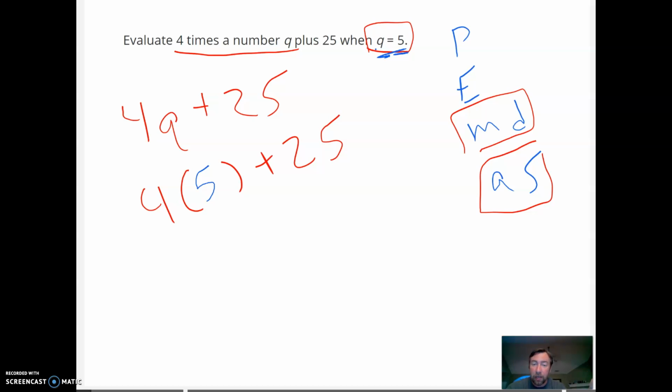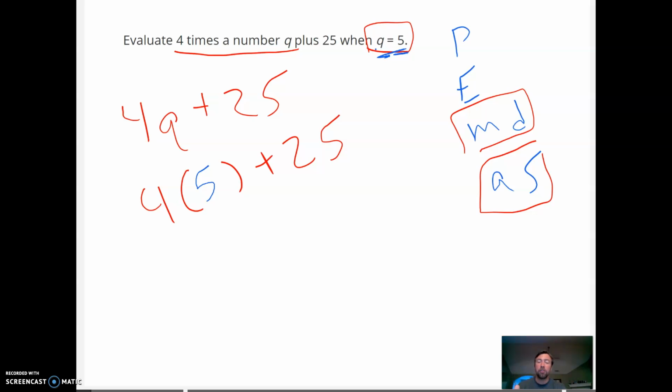A lot of students I've noticed want to skip that part. They don't want to rewrite it and substitute in the value. And you know, on little problems like this, a lot of times you'll still get them right. I'm not saying that it won't work. But part of being successful in math is developing really good habits. And doing this is one of those things that I would call a really good habit.